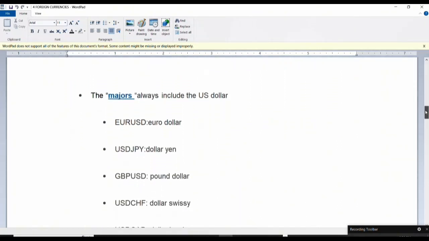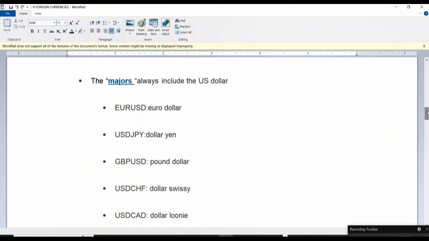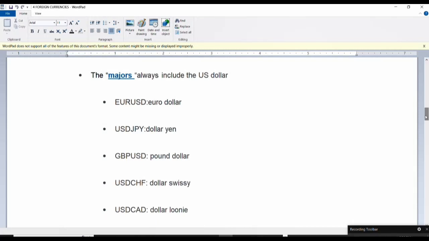Now, let's look at the major pairs. We said already that there are 8 major currencies, but there are only 7 major currency pairs. Please do not get confused. 8 major currencies, but only 7 major currency pairs. Now, what are major currency pairs? Like we said before, a pair of currencies can only be formed when we combine two currencies. If we combine two major currencies, it is going to form a major currency pair.